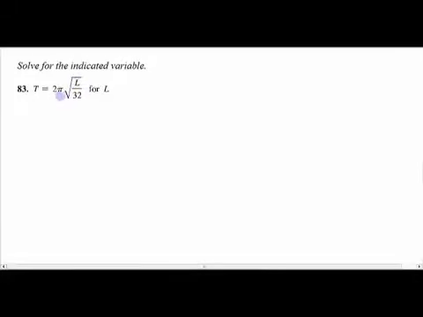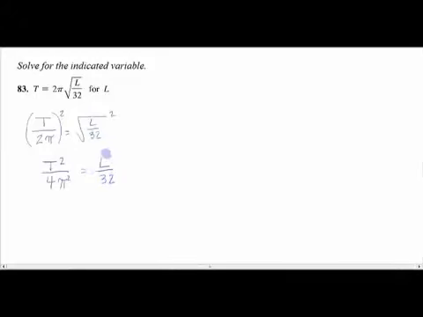I would want to divide both sides by 2 pi. That gives me a t over 2 pi equals the square root of L over 32. Now that we have the square root isolated, we'll want to square both sides. That gives me a t squared over 4 pi squared on the left, and on the right I'll have an L over 32. Now how would I isolate that L?